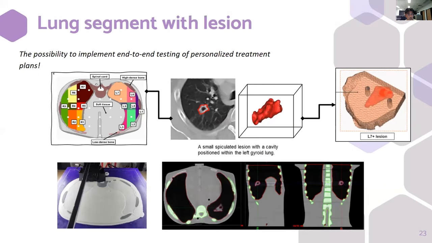For imaging and dosimetry assessment, we use the patient-specific spiculated and cavitating lesion in the selected lung subsegment. The whole 3D printed phantom slab was printed with a total printing time of 68 hours with materials costing around $37.